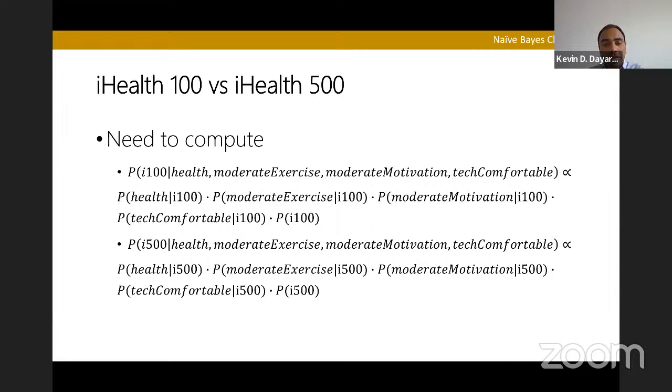And this is how you would compute it. You compute the probability of health being the priority given that they've chosen the I-100, this conditional probability, this posterior probability, I-100 given this information. The probability of health being their priority given that they've chosen the I-100, that they engage in moderate exercise given that they've chosen the I-100, motivation, being comfortable with tech devices, and so forth, of course, times the marginal probability. And analogously for the I-500.